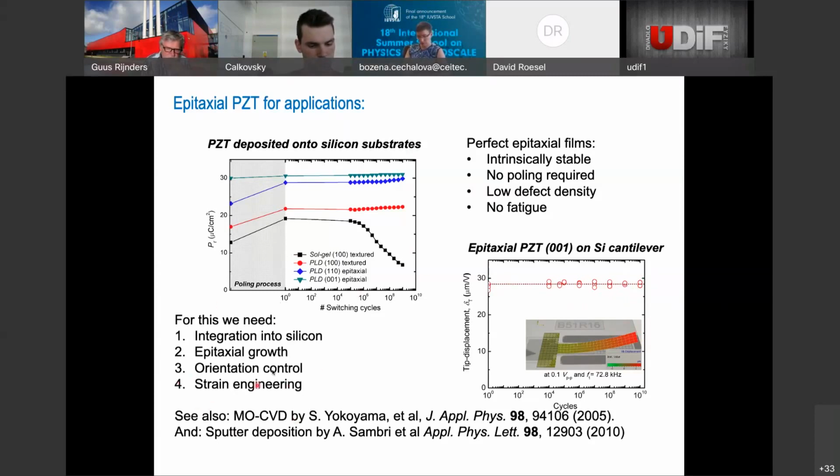But of course, we need integration with silicon, we need epitaxial growth, we need orientation control, and very important, we need strain engineering. And this is also why I was a little bit long in the introduction, because I hope that I showed you that this integration and epitaxial growth is very much related to the initial growth and the control of the species that you are depositing. And by the way, here are a few examples of early work on metalorganic CVD that connected to the previous talk, but also sputter deposition of these materials. So there are more ways to do it.